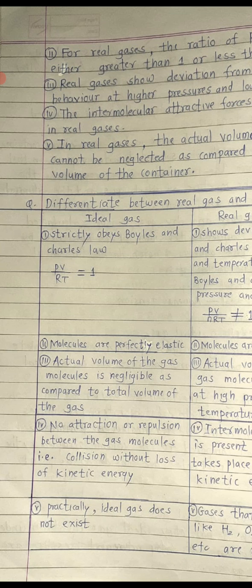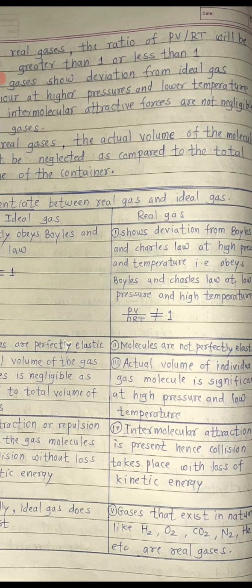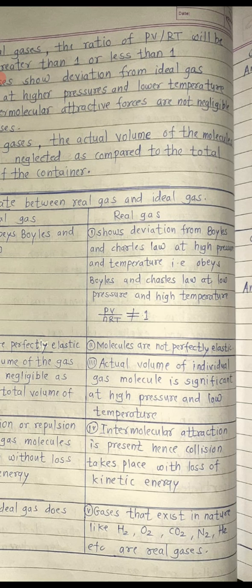Point number 4: in ideal gas, there is no attraction or repulsion between the gas molecules, that is, collision takes place without loss of kinetic energy. In real gases, intermolecular force of attraction is present, therefore collision takes place with loss of kinetic energy.